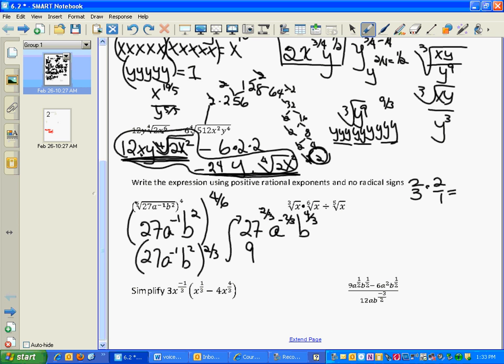For the numbers, I think, yeah, probably most of them will be okay. Okay, so then the b to the 4/3 stays here, and the a to the 2/3 drops down. Because the directions say write the expression using positive exponents and no radical signs, which is what we just did.